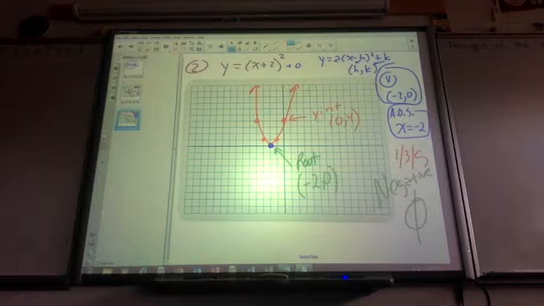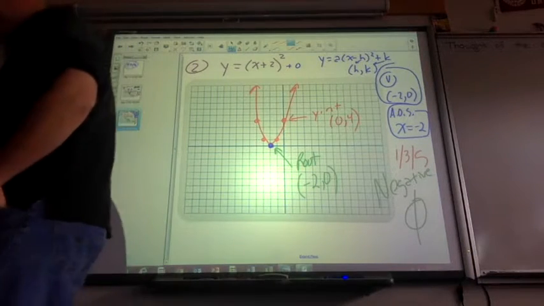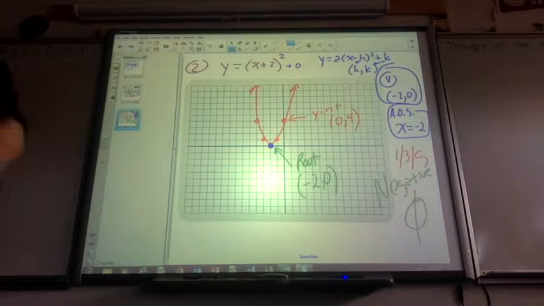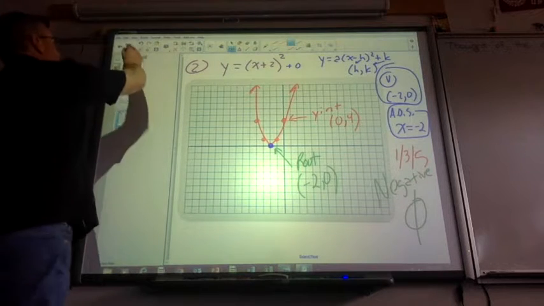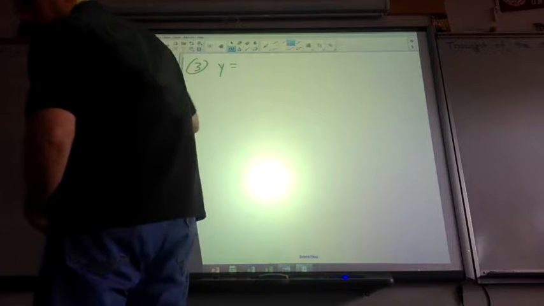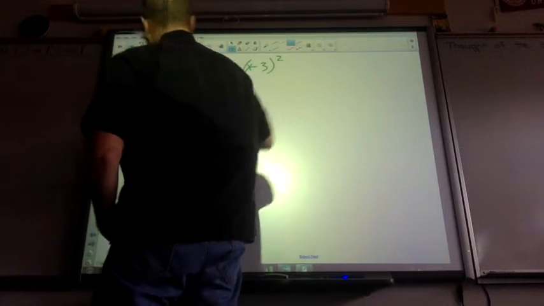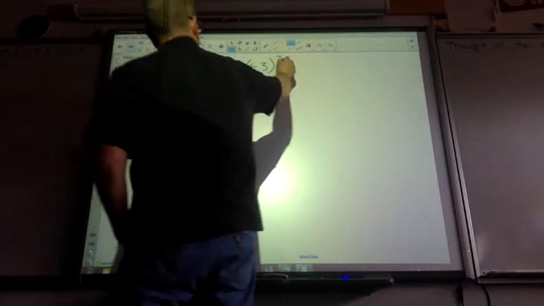Now, the big trick question on this is if I were to say, hey, where's this whole graph positive? Is the entire graph positive? No, the vertex is actually 0. 0 is not positive or negative. But I won't throw a gotcha question at you like that. May I go to number 3? y is equal to x minus 3 quantity squared. There's an x right there. Plus 2.